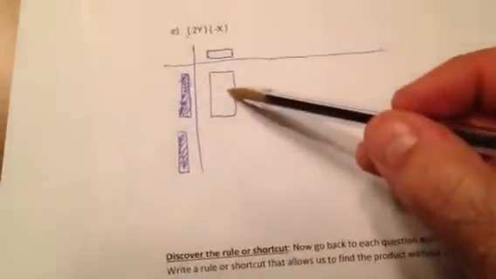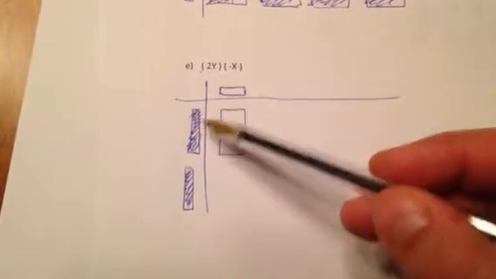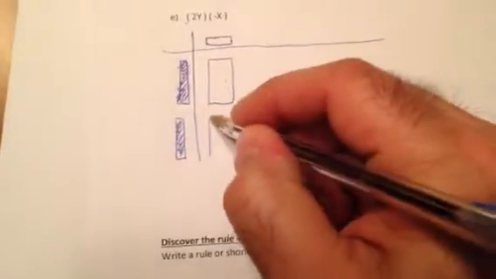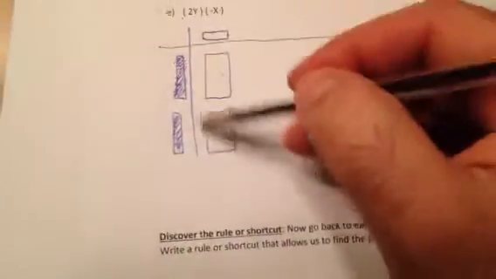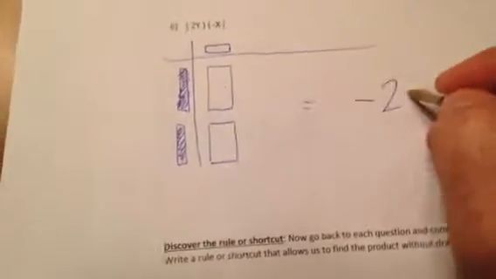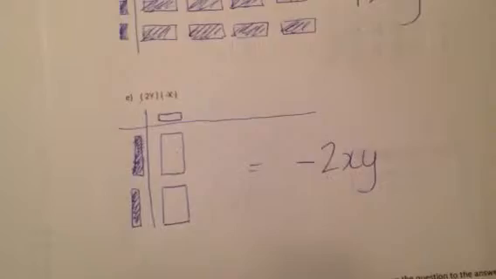This is called an XY bar. And it's going to be white because we have a negative here on the top, and on the side we have positive. So these two shapes in here are XYs. They're both negative. So the answer inside the TP is what we're looking for. We have negative 2XYs.